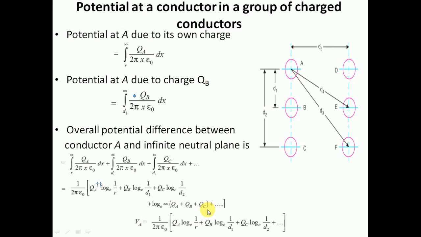Considering the system to be a balanced one, the sum of the charges flowing through all these conductors will be equal to 0. Hence we can neglect this term and we are left with 1 by 2 pi epsilon 0 times Qa natural log of 1 by r plus Qb natural log of 1 by D1, like that up till natural log of 1 by D5. So this is how we have determined the potential difference between conductor A and the neutral plane at infinity due to the influence of a group of other charged conductors.